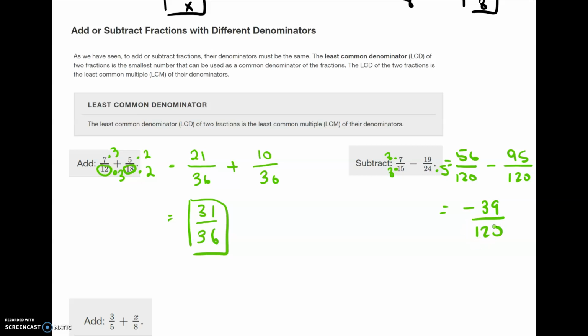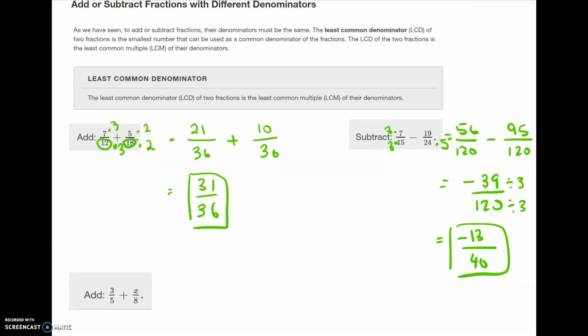Now, this you can actually simplify. We could divide both the numerator and the denominator by 3 in order to do that. So this would end up being 13 over 40. And now we are good to go. That is our simplified subtraction of the two fractions.